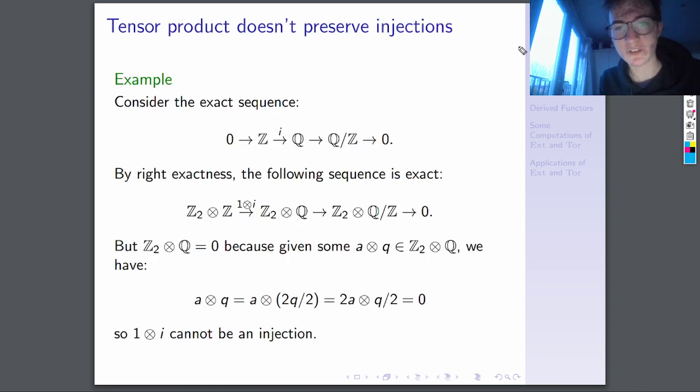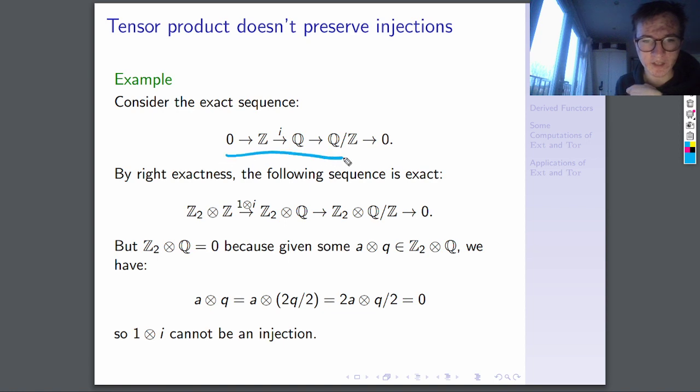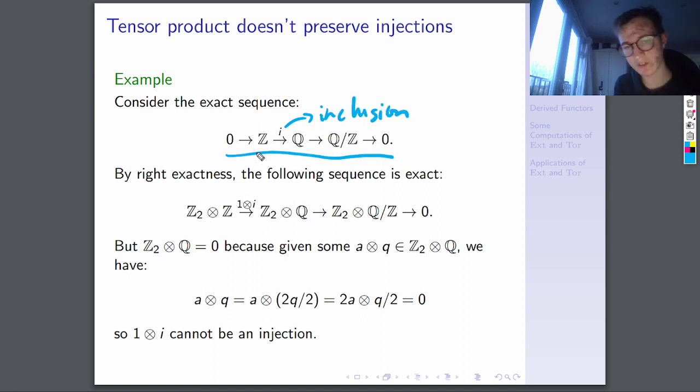It should also be noted that the tensor product doesn't preserve injections. As an example of this, if we consider this exact sequence here, where I is the inclusion, then obviously this here is an exact sequence. And by right exactness, this sequence here is also exact, so we can just tensor everybody by the integers mod 2.